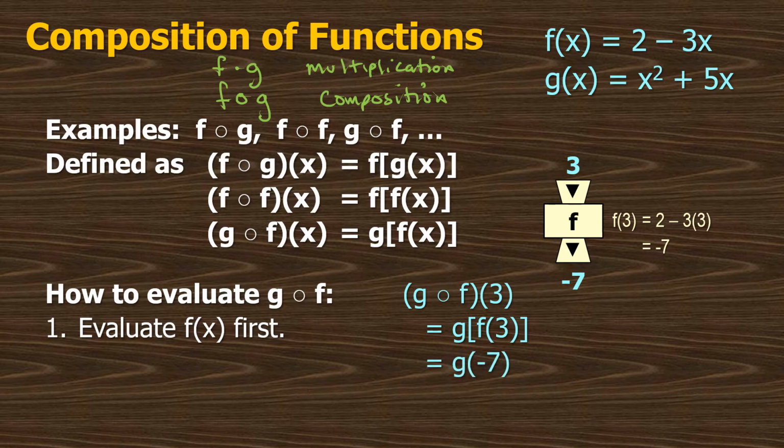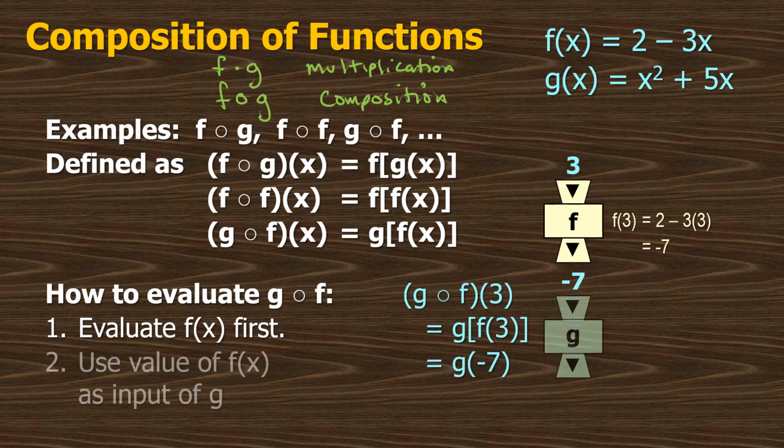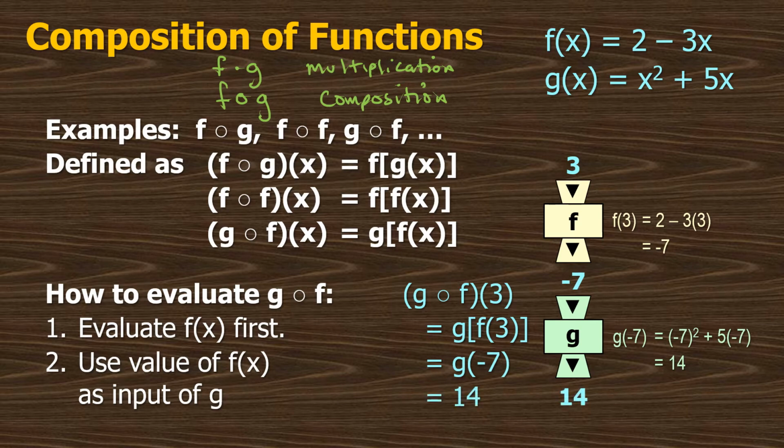This is the value that immediately gets plugged into g. I take that value, negative 7, and I put it into the g function box. Well, now negative 7 is going to be squared, and it's then going to be added to 5 times negative 7, and this is going to produce a result of 14. So what I can say is g of f of 3 eventually equals 14.